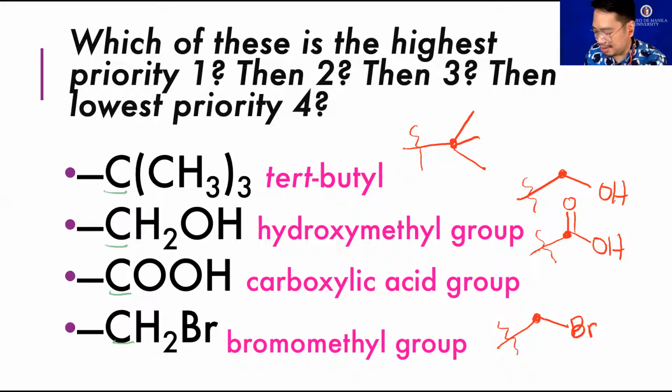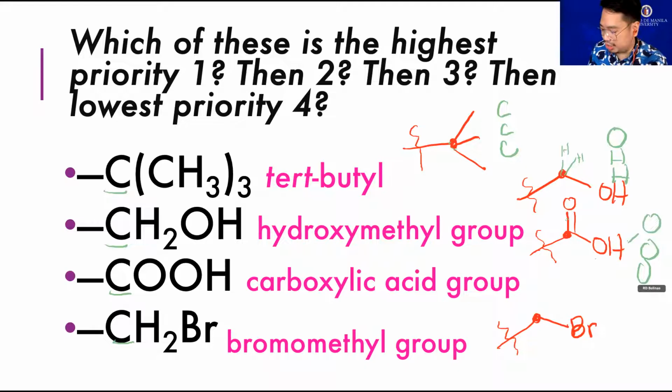So how is this? They're all carbons, so we all have to list down their hands. This one is a carbon, carbon, carbon. This one is an oxygen, hydrogen, hydrogen. This one is an oxygen, oxygen, oxygen, because it's a double bond O. So it's 2 oxygens, and this is another O. And this is a bromine, and then 2 hydrogens there.